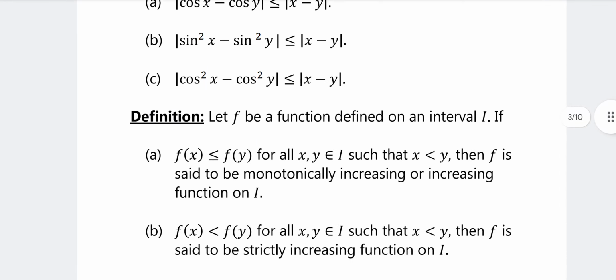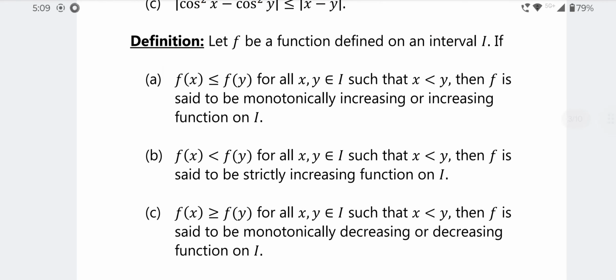Now, what is an increasing function, decreasing function, strictly increasing function, or strictly decreasing function? What are these functions? We are going to study these functions because we are going to study maxima and minima. By the help of the mean value theorem, we will find maxima and minima of some functions. So for that we need this definition.